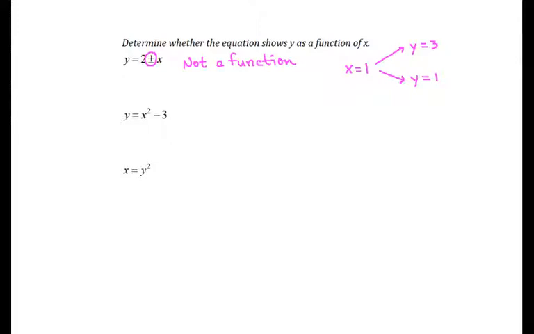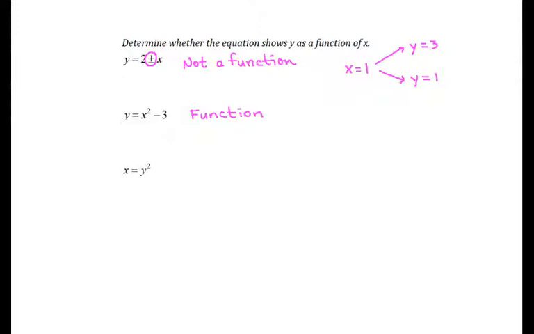The second example here, y equals x squared minus 3, this one is often confused with the third example, which is x equals y squared. Remember, we said if it's solved for y without the use of a plus or minus symbol, then it's good to go. This one absolutely fits that description. So we can conclude that it's a function.